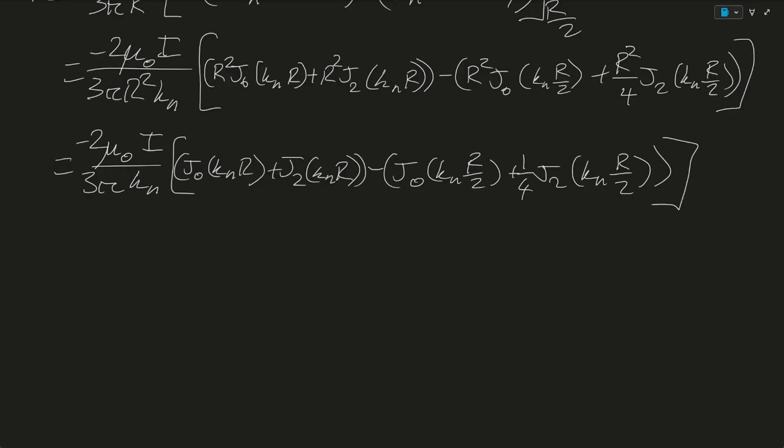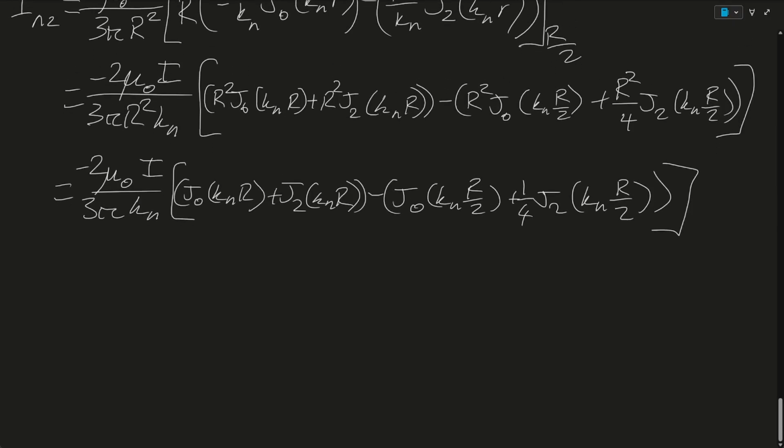Remembering our third identity here. This is J0 of KNR plus J2 of KNR is equal to 2 over KNR J1 of KNR, which is great because we already have this. And that applies to the first term, for which Kn satisfies our boundary condition from earlier, and hence that whole term vanishes. Yippee!